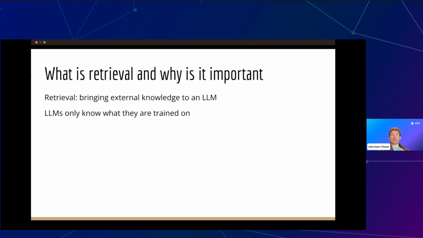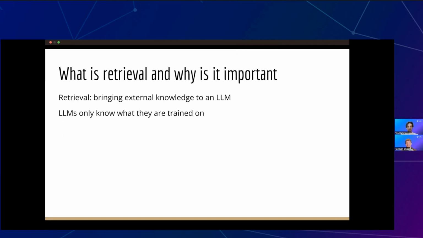So at a high level, and this is a very bare slide, Philip, if you want to add anything here, this might be a good slide to add some color about what retrieval is and why it is important. The idea of retrieval is bringing external knowledge to a language model. Language models only really know what they're trained on. I think ChatGPT has a cutoff date sometime in 2021. They're also not trained on everything. They're not trained on your corpus of data, or on sometimes smaller or less common corpuses of data.